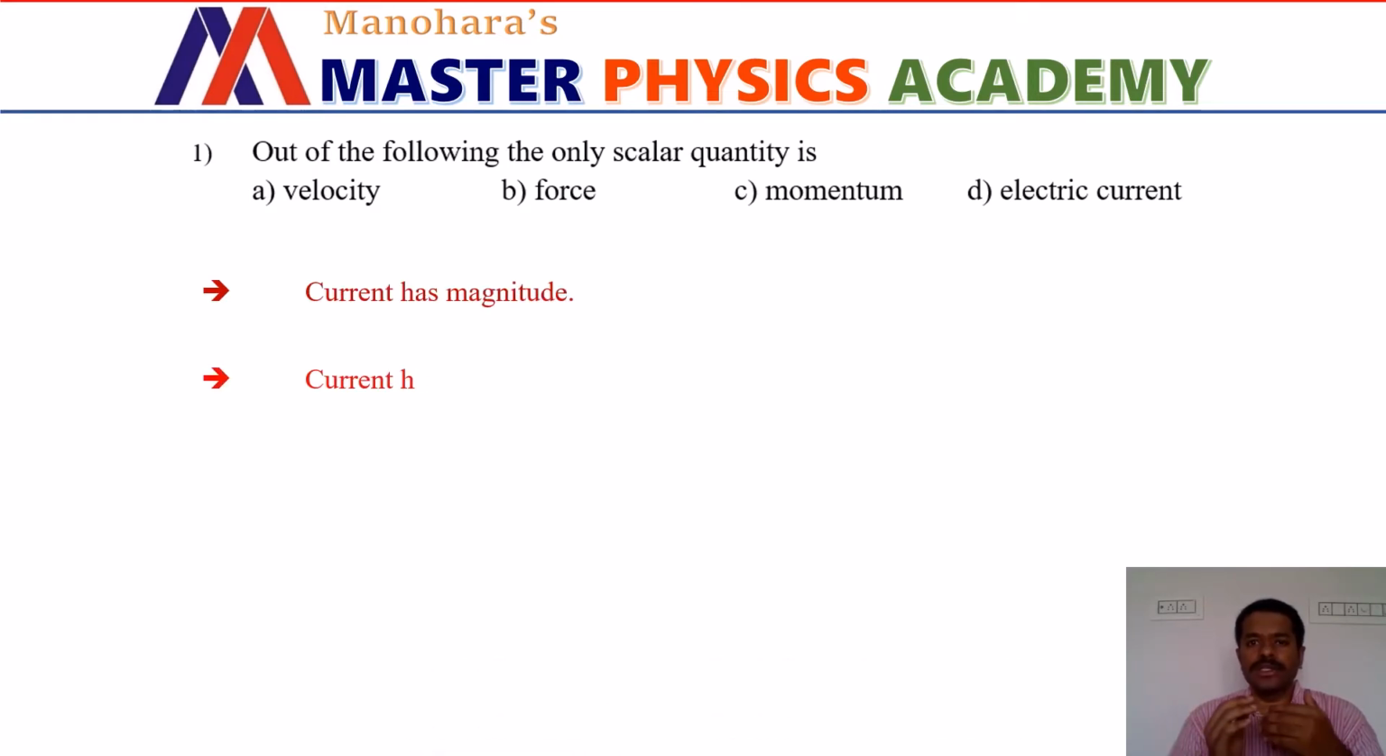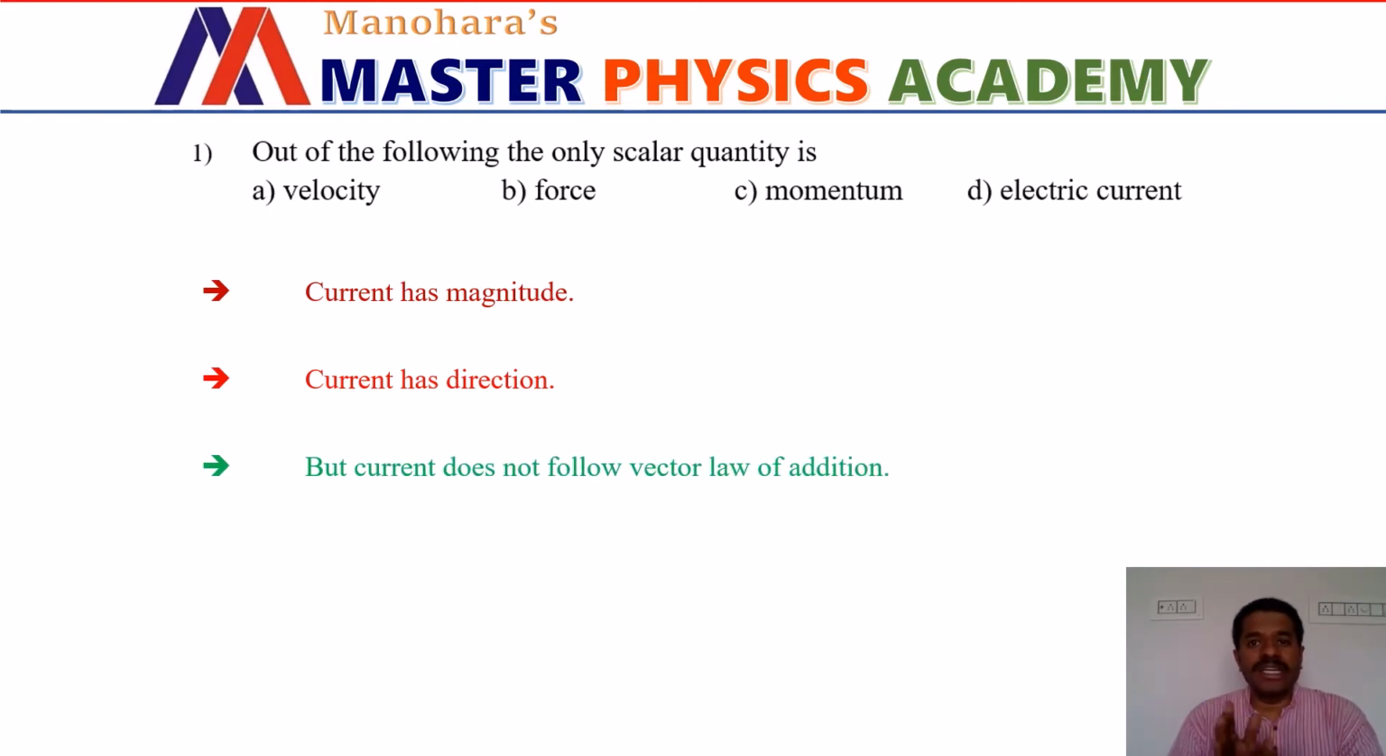We say 2 ampere of current, 2 microampere of current, 10 microampere of current, like this. Hence it has magnitude. It has got direction because we say it moves from A to B, C to D, or it is moving from positive terminal to negative terminal, like that. But it does not obey vector law of addition. Hence it is a scalar physical quantity. So out of given options, electric current is scalar physical quantity. Hence the right choice is option D, electric current.